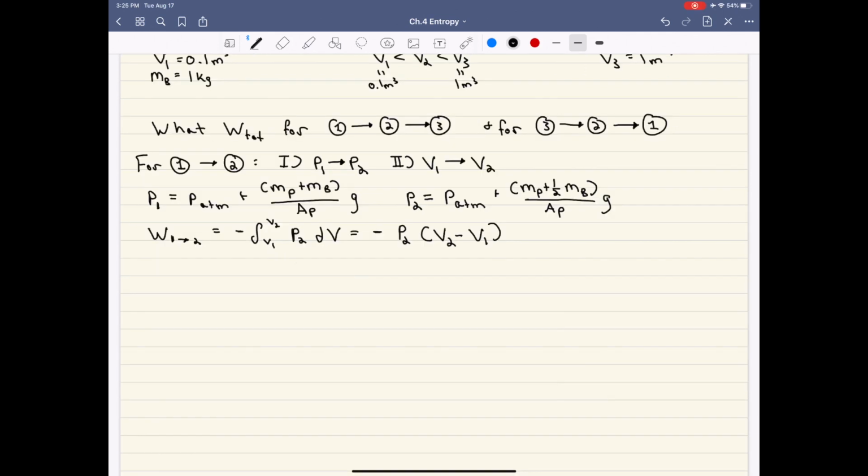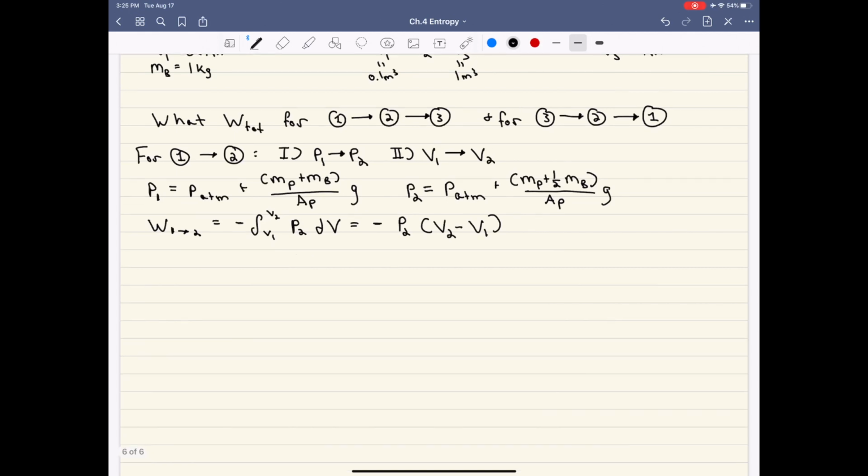Okay? And then, when we go from state 2 to state 3, we could also split this up into 2 steps, where we first change the pressure, and then we change the volume. And as such, if we do the same sort of force balance that we did during the case 1 expansion, we would see that the new pressure is just this. Okay? Because we have now removed the second block.